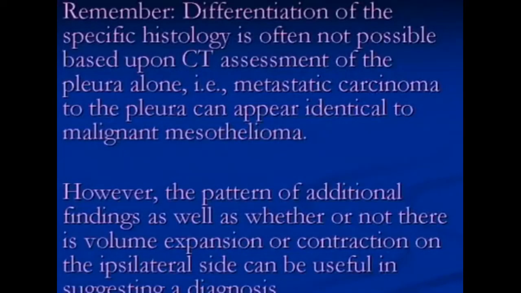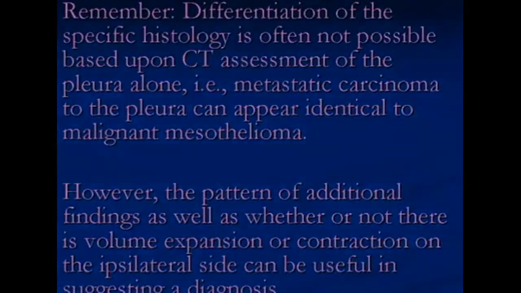So, differentiation of the specific diagnosis is often not possible based upon the CT assessment of the pleura alone, but if you use the pattern, that is, look at this axillary, look at this sternal, see if there's volume contraction or volume expansion, that's going to help you make the specific diagnosis in trying to differentiate which kind of malignant disease. In isolation, you're not going to make it. You have to use everything that's on the film.